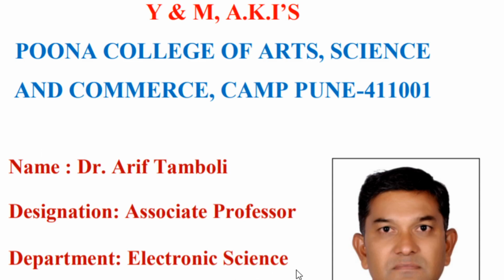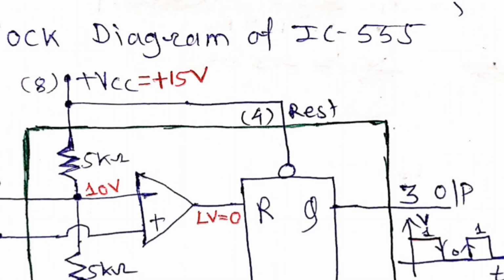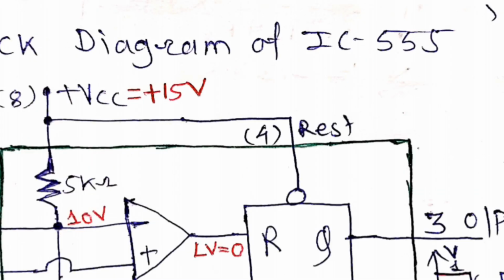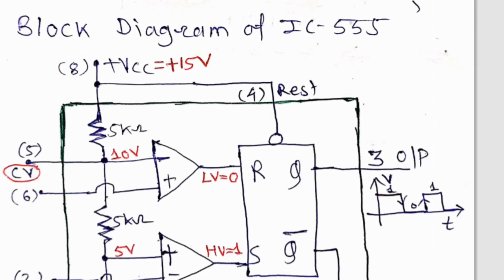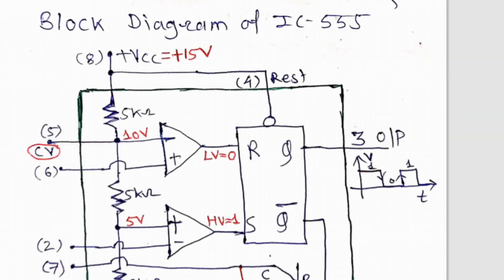So let us proceed for the second lecture of IC 555 as a stable multivibrator. In the last lecture, we studied four different blocks of IC 555 as a stable multivibrator. Now in this lecture, let us join all four different blocks of IC 555 and proceed to a block diagram of IC 555. You can see here the title, block diagram of IC 555.